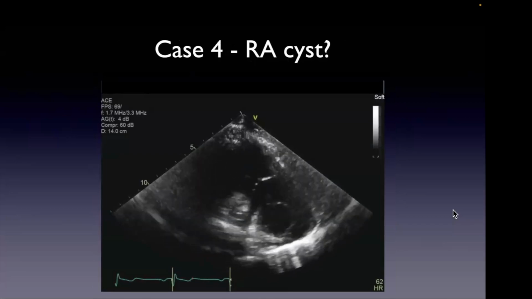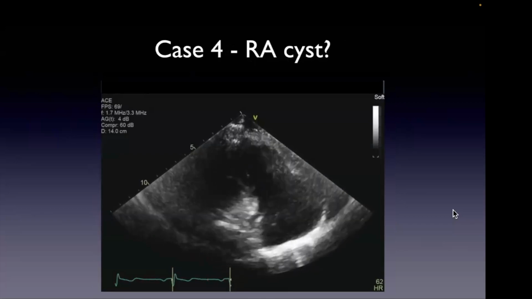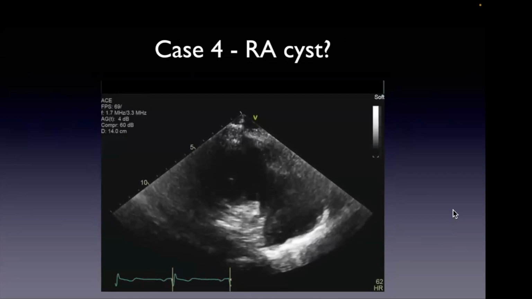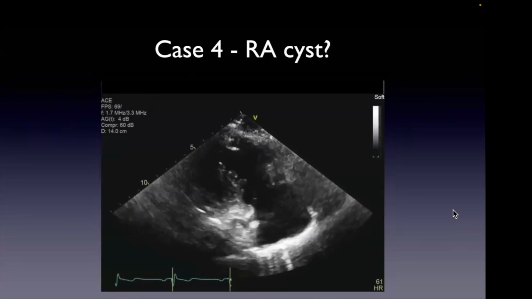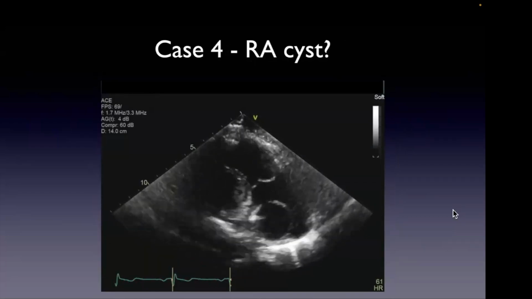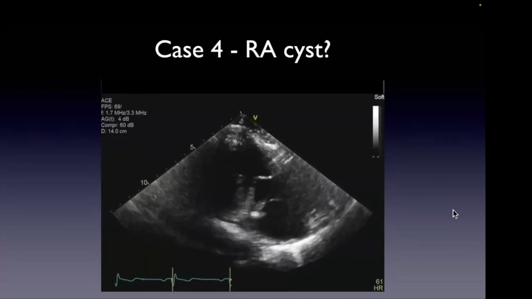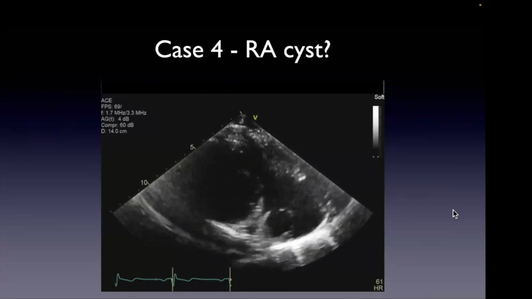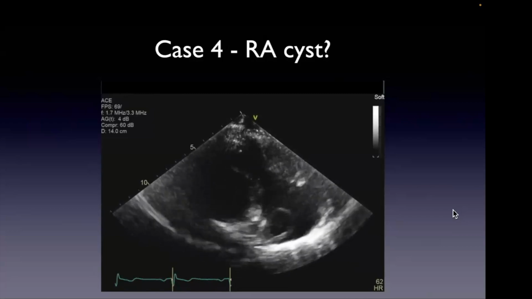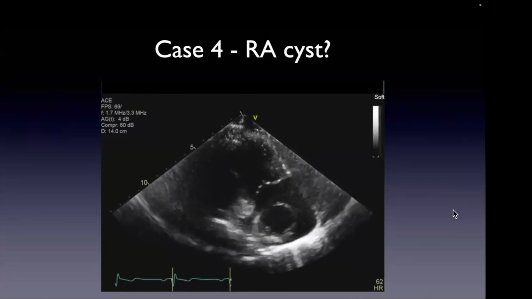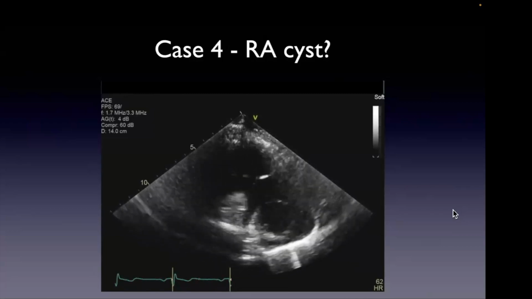Some cases are a little bit longer. Okay. There's a cyst in the right atrium. Yes? And no. So what is this? It's tricky. I guess it could be a device. What kind of device could it be? It could be. But what kind of device are you thinking?